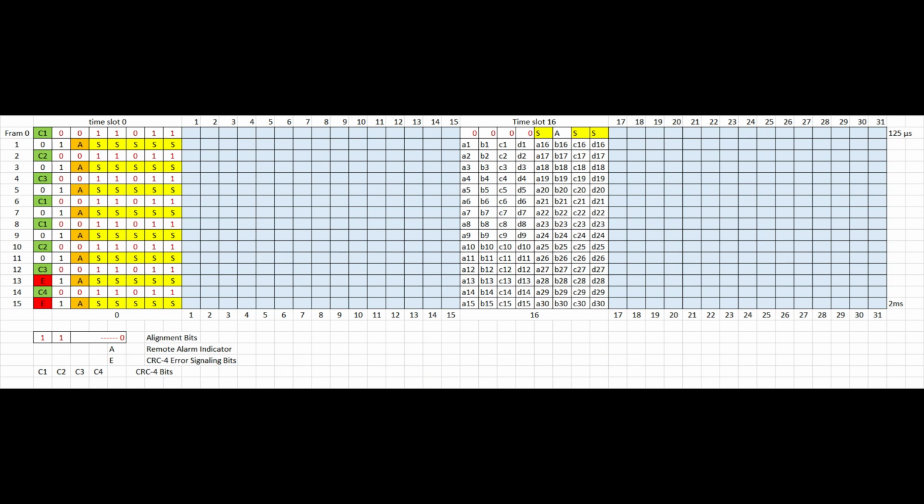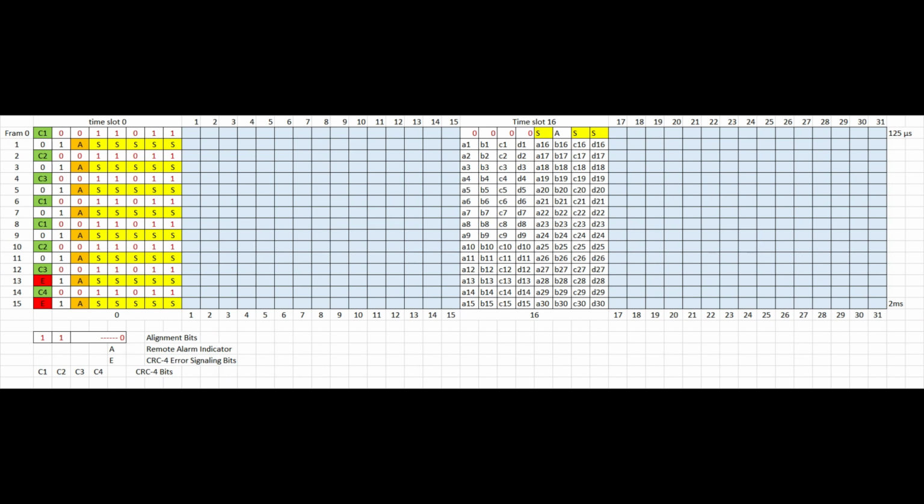Okay, third is frame structure. E1 uses a frame structure to organize data. Each frame consists of 32 time slots, each 8 bits in length, resulting in a frame size of 256 bits. Frames are transmitted every 125 microseconds, corresponding to an 8 kilohertz frame rate.